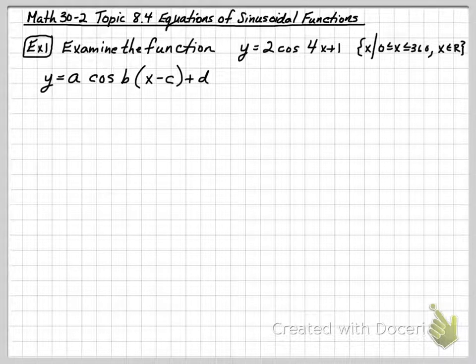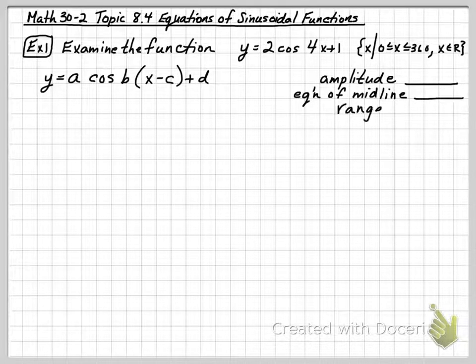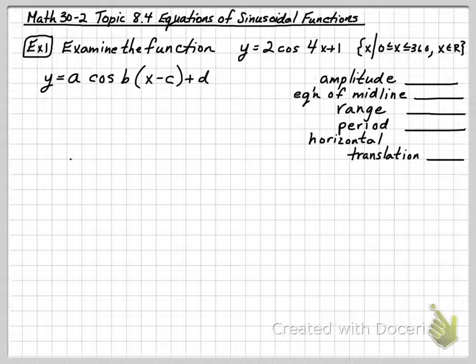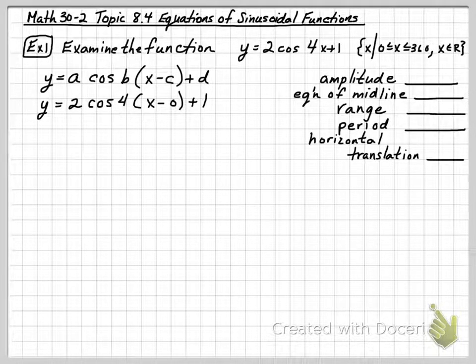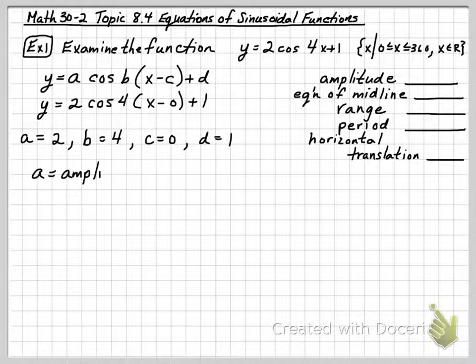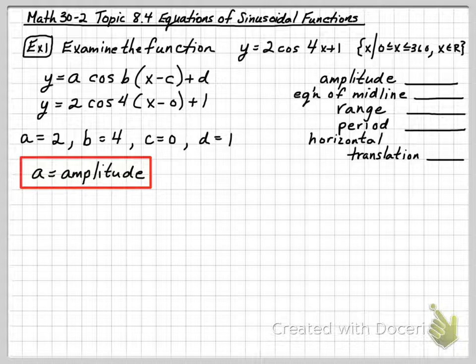If we look at what the basic function is, y equals a times the cosine of b times (x minus c) plus d, what do each of these things mean? Well, the amplitude, the equation of the midline, the range, the period, and the horizontal translation is what we're after. First of all, a. When we compare it to our equation, a is 2. A is the amplitude, and our amplitude for this is 2.